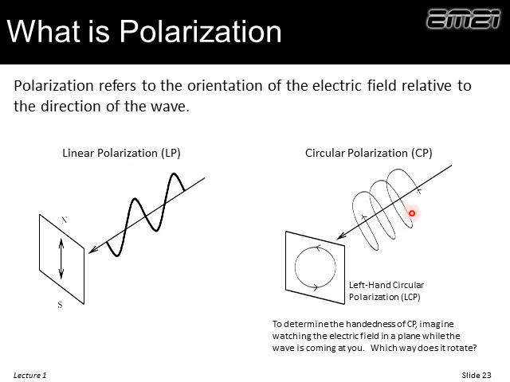We can also have something called circular polarization. Again, your eyeball's over here to the left. You're looking down at the wave coming towards you, and if you could see the electric field of a circularly polarized wave, you would see the electric field rotating around that axis like a hand on a clock. So let's talk more about this.